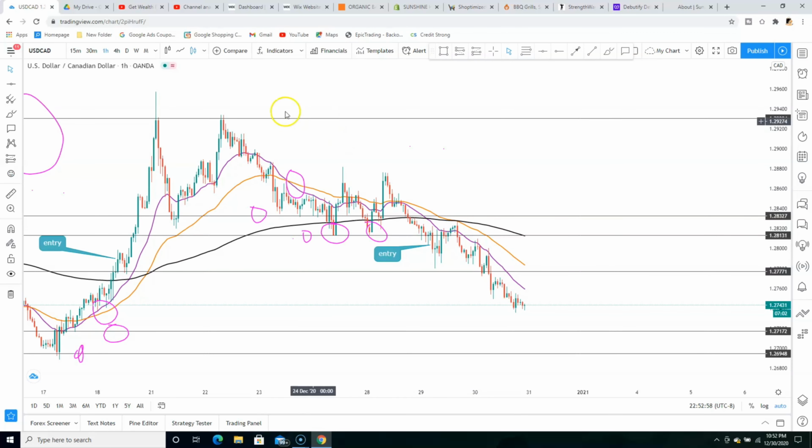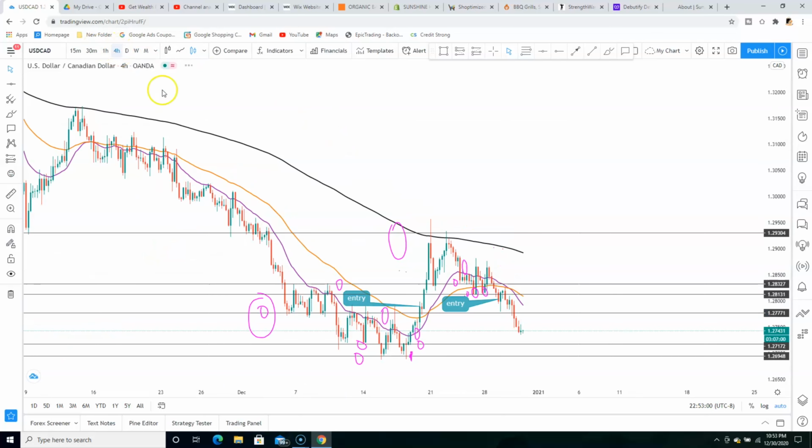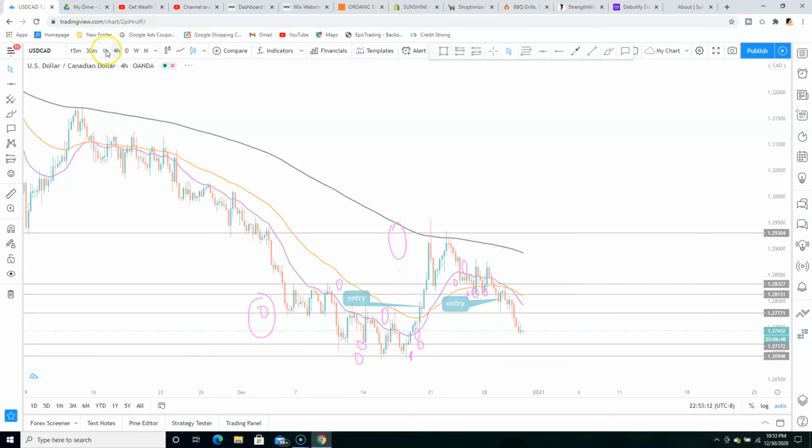And if we go to the 4-hour time frame, we can see that price is clearly below the new support zone that price created. You get in right there. Now, how do you set your take profit? You go to your 1-hour time frame.